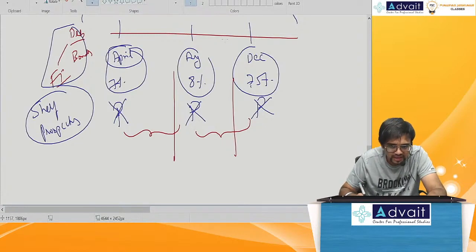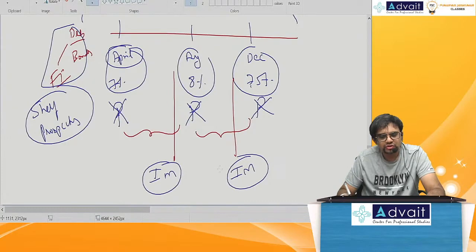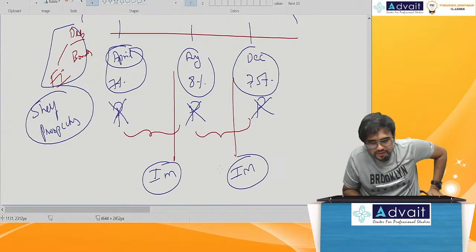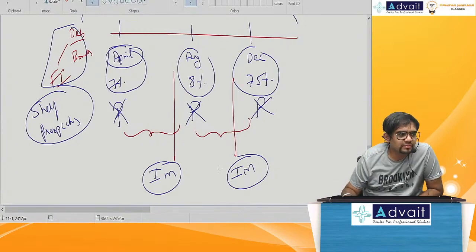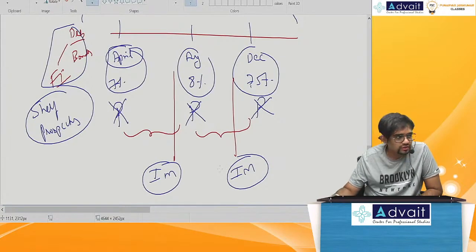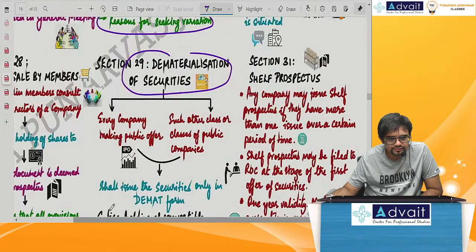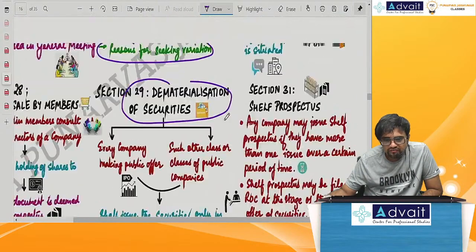This is called the IM, Information Memorandum. So the shelf prospectus starts off with the prospectus, and it will also contain the IM, Information Memorandum. Both things put together will be called the shelf prospectus and information memorandum. So let us check out what we are discussing here. Check it out, guys. So you see shelf prospectus.